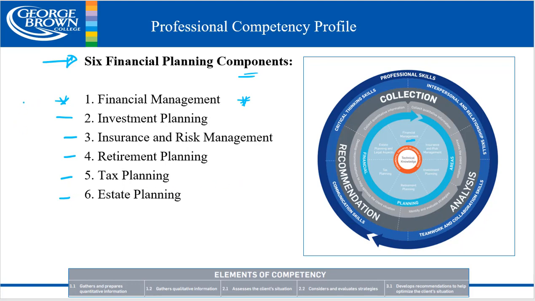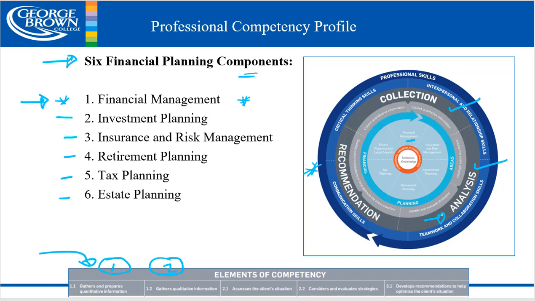So we're going to do an individual video for each of these financial planning areas, because you can see for each area there's the collection of information, the analysis of information, and then finally the recommendation. And you can see that the collection of information is broken down into 2 areas. Number 1 is gathers and prepares quantitative information. Number 2 is gathers qualitative information.